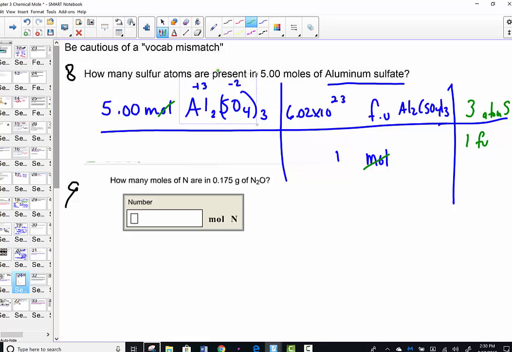So what I'm referring to as a vocab mismatch, I just mean that if I'm asked to count something smaller than the substance they gave me, you should be suspicious that it's a 2-step conversion. I've got to count something inside smaller than the compound they gave me. So I'm going to take 5 times Avogadro's number times 3, and I got an error. How about something like 9.03 times 10 to the 24th? Yay for me.